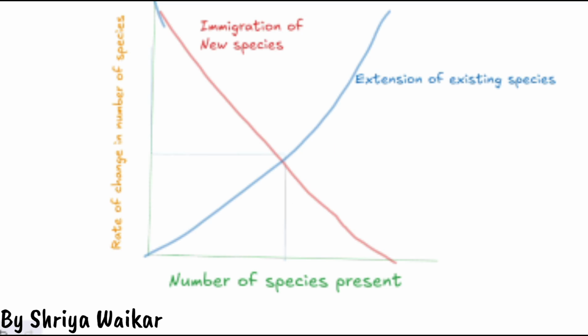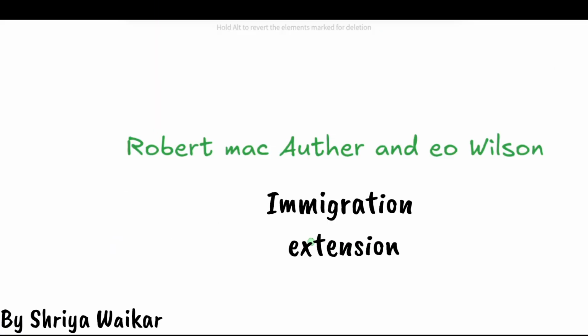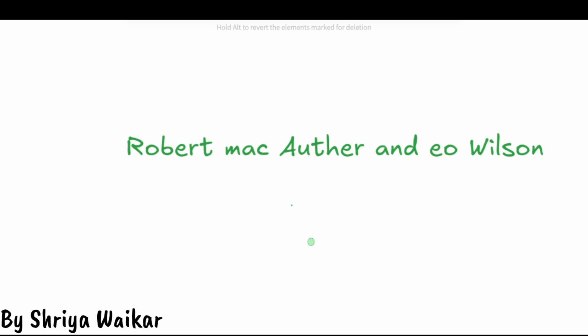So the number of species found on an island, according to MacArthur and Wilson, is due to two processes: first is immigration and second is extinction. Now we know what immigration is and what extinction is. The theory proposed that the number of species on an island is determined by the balance between the rate at which new species colonize, that is the rate of immigration of species from the mainland to the island, and the rate at which established species become extinct. The rate of extinction on the island would be related to the number of species that are resident.